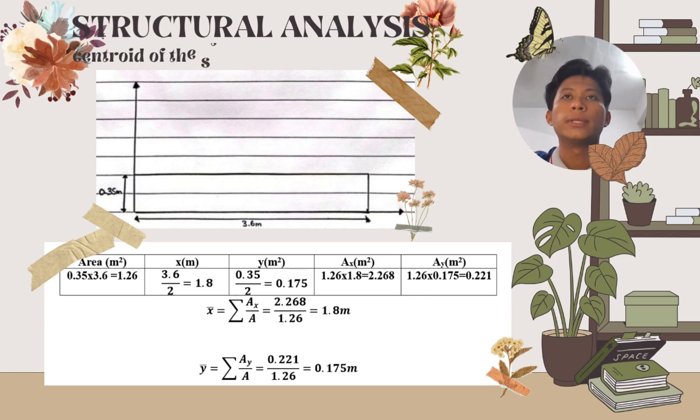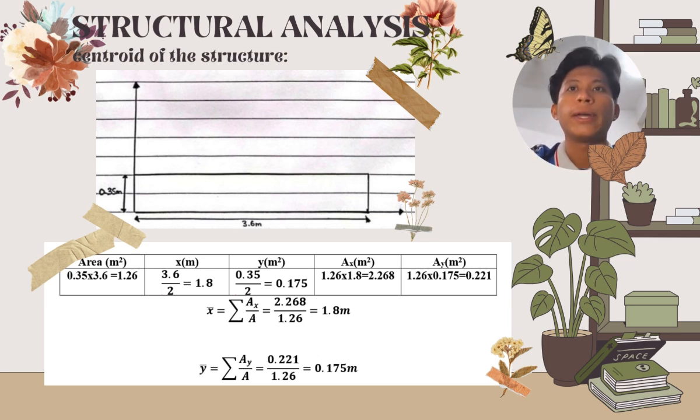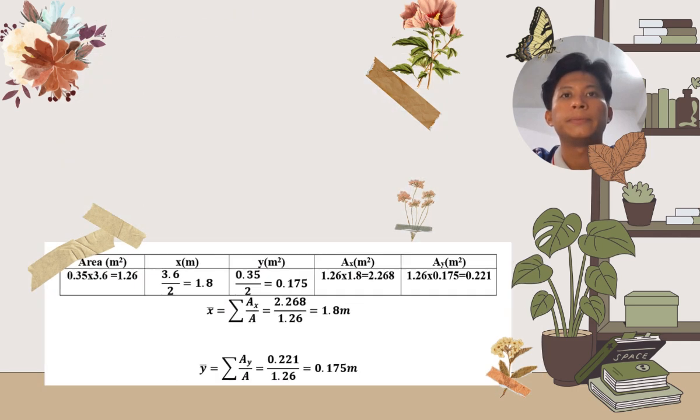This slide will show you the structure analysis for the center of the structure, which is this beam. This figure shows the dimensions of the beam. For this part, we will find the area of the beam, the x value, the y value, and the Ax and Ay. Then we can assume that this beam is balanced, where the x centroid is 1.8 meter, and the y centroid is 0.175 meter.